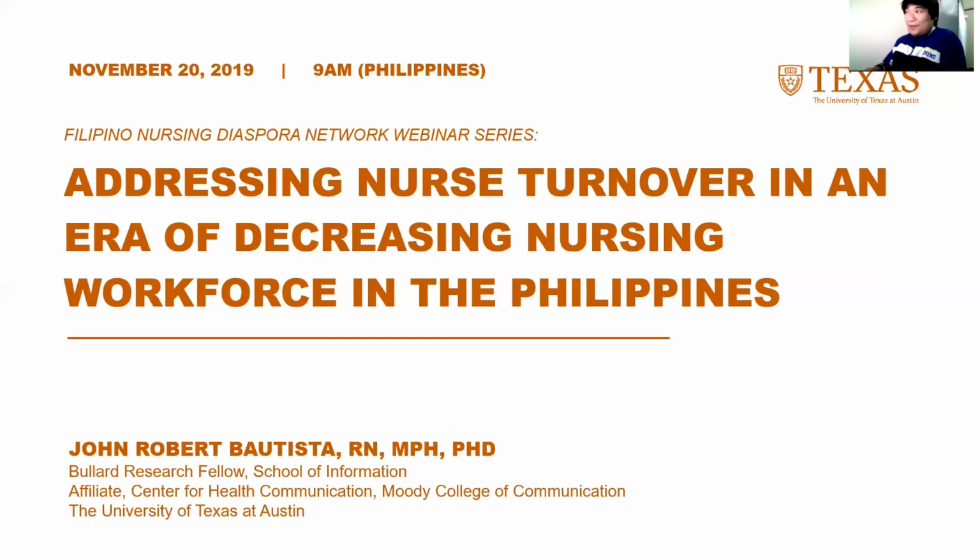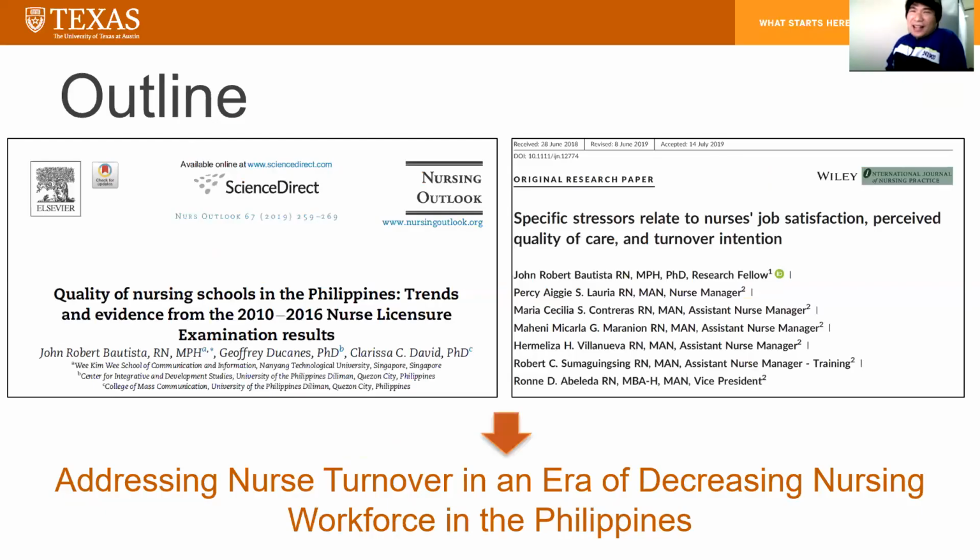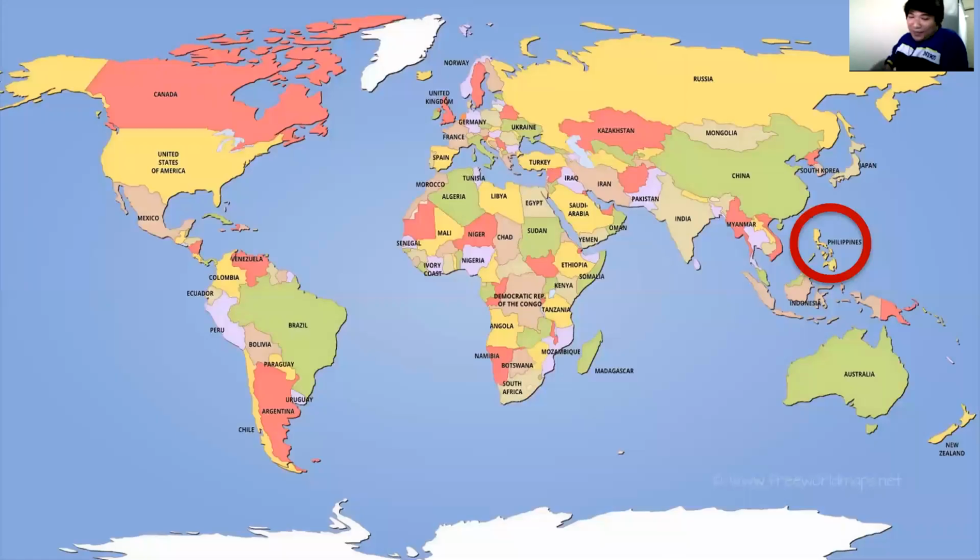Okay, so to start with, I'll be sharing with you insights from two recently published articles. These were published in early 2019. The first was published in Nursing Outlook, and the next one in the International Journal of Nursing Practice. These articles were produced in collaboration between the academe and the industry. So let's go over to the first insight that we have.